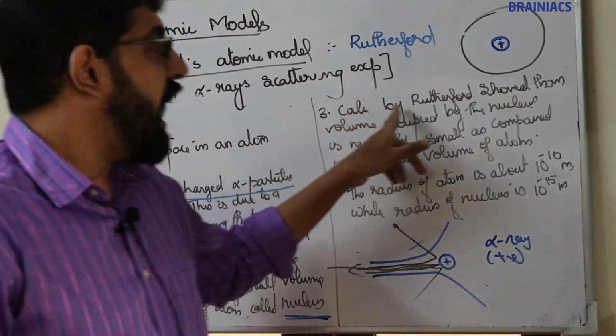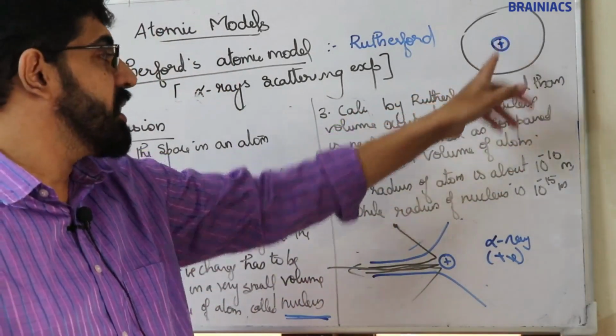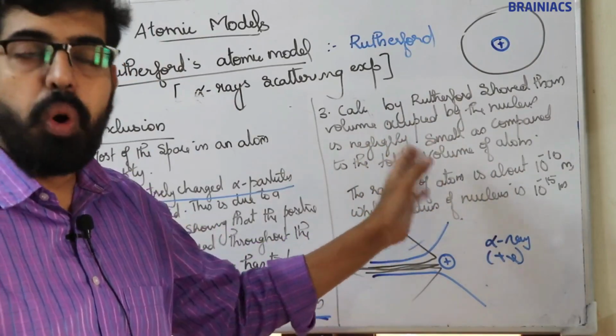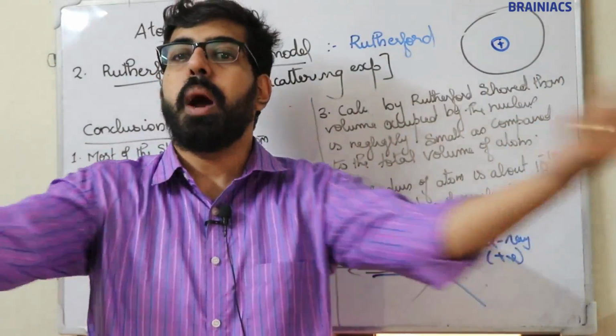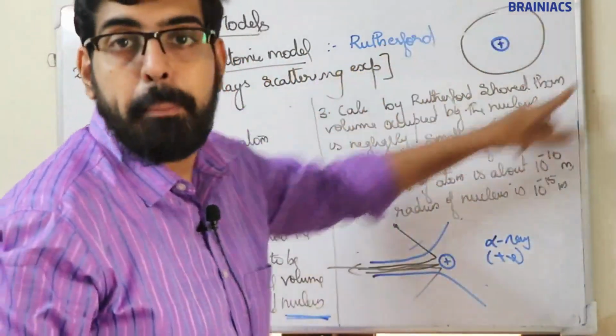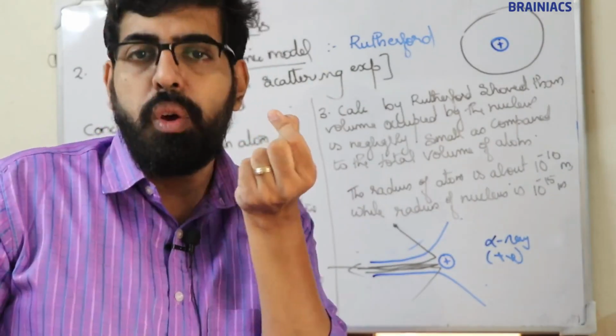Now, the calculation by Rutherford shows that the volume occupied by the nucleus is negligible as compared to the volume occupied by the atom. Compared to the total volume of the atom, the volume of the nucleus is very small.